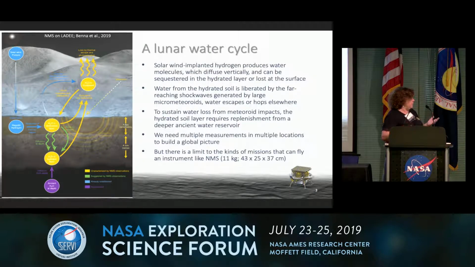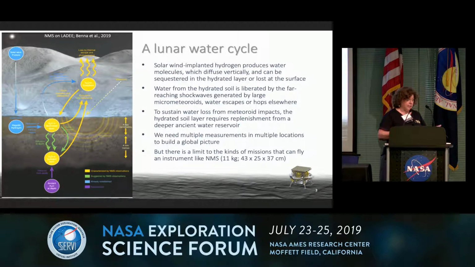But there's a limit to the kinds of missions that something the size of the neutral mass spectrometer that was on LADEE can fly on. Since I've been at Goddard, I'm super impressed with the Goddard mass spectrometers. They're really excellent planetary science workhorses, and we really like them. But 11 kilograms and about 40 centimeters on the side is not something that you're just going to put down lightly on the surface.